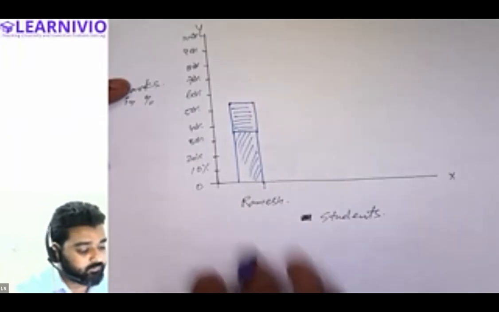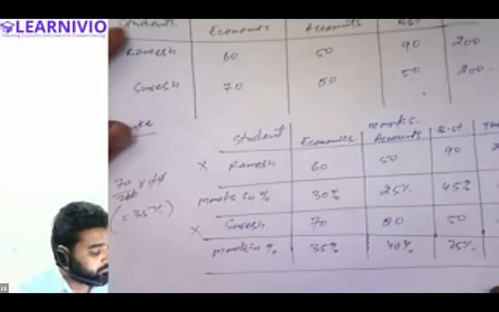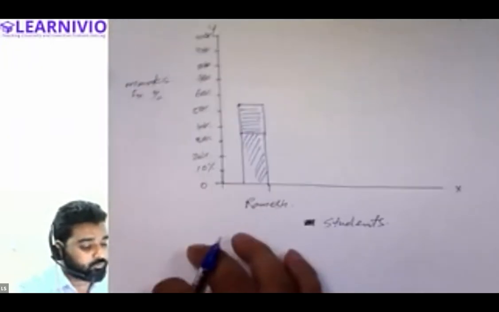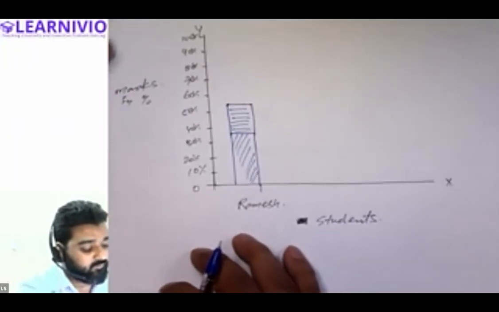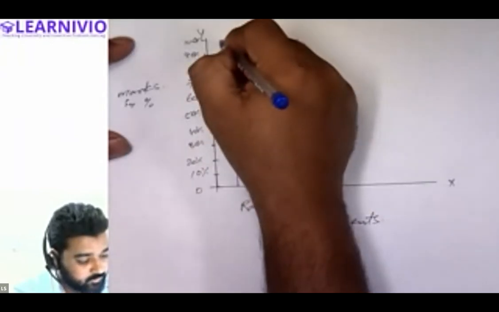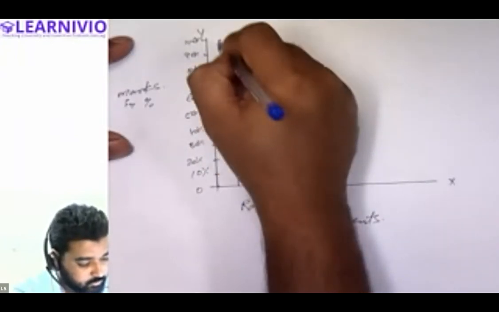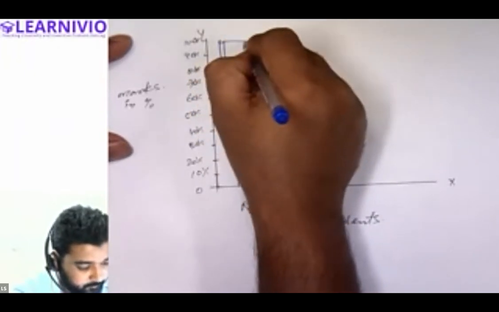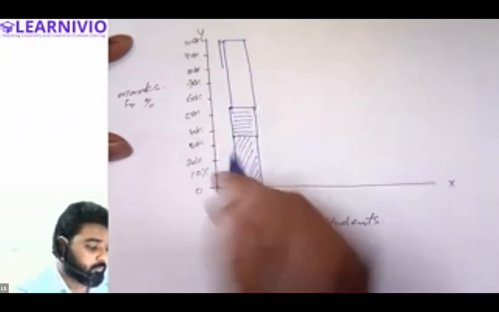And other than this, we have one more subject, BST, wherein we have scored 45% of the total marks. So 45 when added to 55, it will become 100. So this will eventually reach the 100% level. This is 100%. Okay.